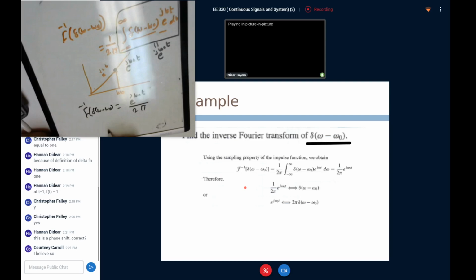So we can use this one to find the Fourier transform for cosine and sine functions. It's one of the places where we use this formula, because sine or cosine can be written in terms of exponential functions. For example, I need to find the Fourier transform of cos(ω0t). We're going to use this formula: the Fourier transform of e^{jω0t} is equal to 2π δ(ω − ω0).